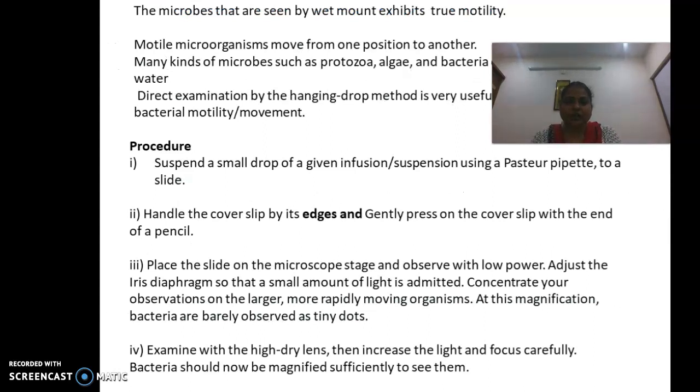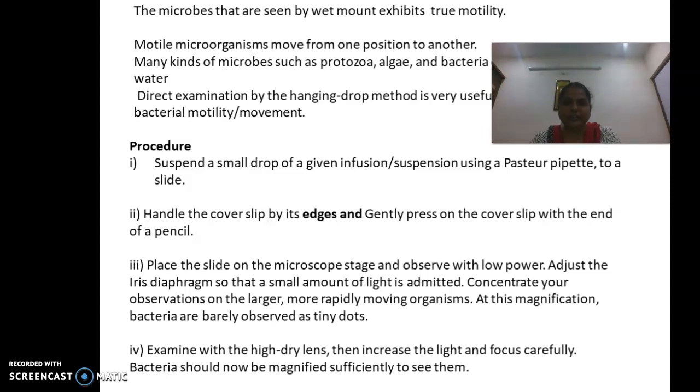So, what are the main things you can observe when you are using the wet mount technique? Wet mounts are mainly used to observe bacterial motility. Bacterial motility indicates that microorganisms are moving from one position to another position. So if you want to observe pond water and the microbes present in the pond water, we can use this method called the hanging drop method in order to observe the motility of the microorganisms.